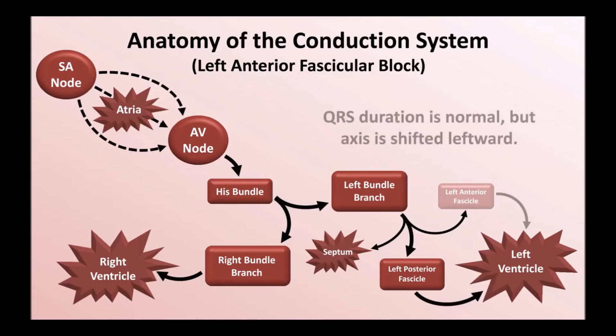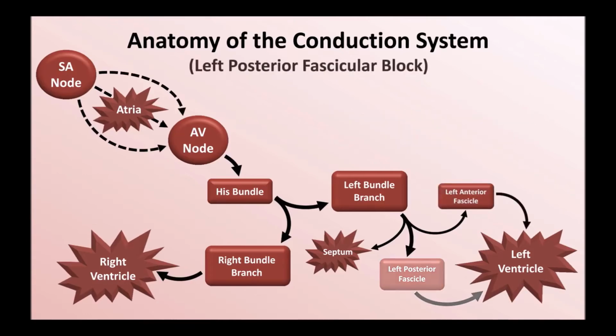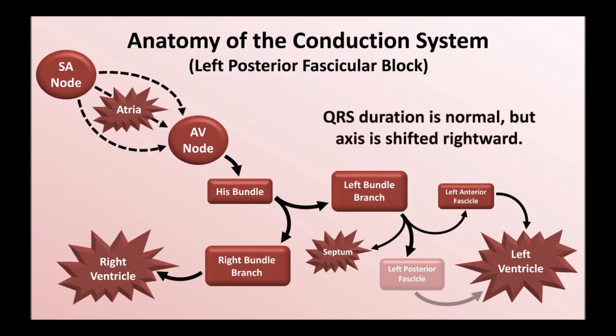Thus, the QRS complex duration is normal, but as the entire left ventricle is depolarized from an inferior and medial direction, the QRS axis is shifted leftward. The opposite occurs in the relatively rare left posterior fascicular block. That is, the QRS duration is still normal, but now unopposed conduction from the left anterior fascicle results in a rightward axis shift.